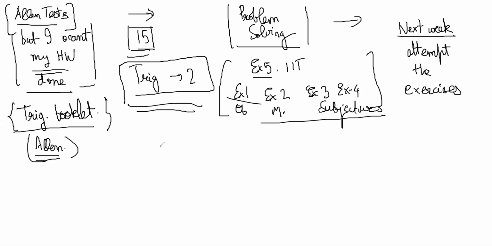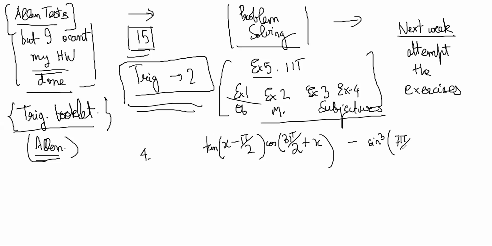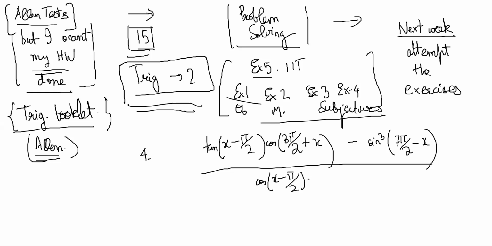So 4th question. Tan(x minus pi by 2) cos(3 pi by 2 plus x), minus sine cube(7 pi by 2 minus x). Again, this is just testing whether you know how to convert. So we'll see. Cos(x minus pi by 2), and one more is tan(3 pi by 2 plus x).